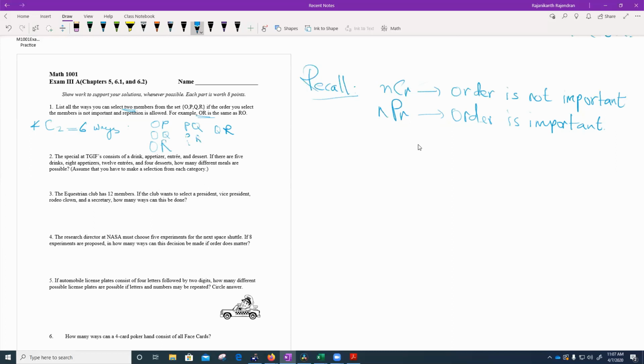So number 2, the special consists of drinks, appetizer, entree, and dessert. So 1, 2, 3, 4 varieties of things are given here. So I need to choose one of each, right? There are 5 drinks and 8 appetizers and 12 entrees and 4 desserts. How many different ways could you make? Remember, I now need to make 4 tasks. You have to choose 4 things. Task number 1, task number 2, 3, and 4.